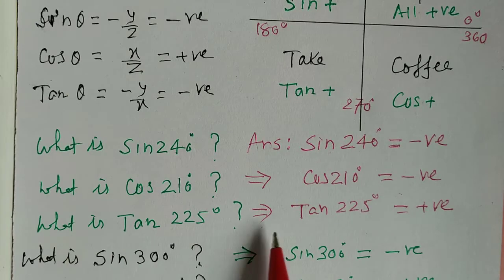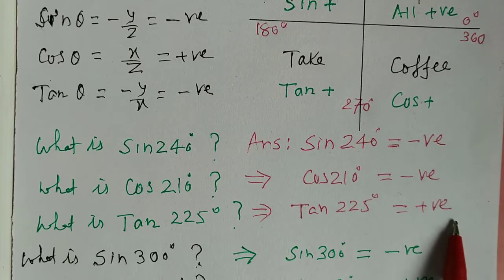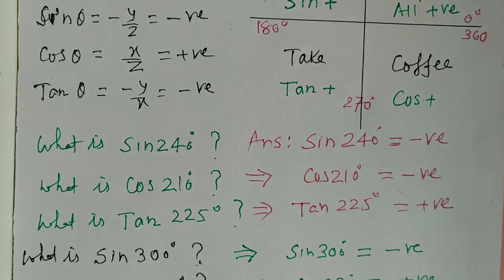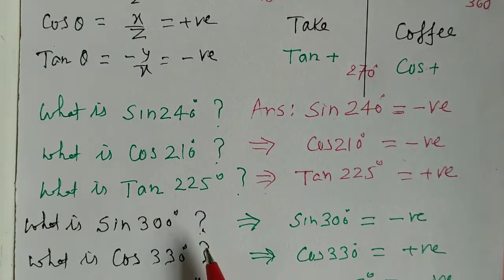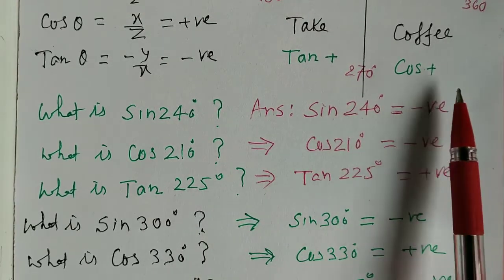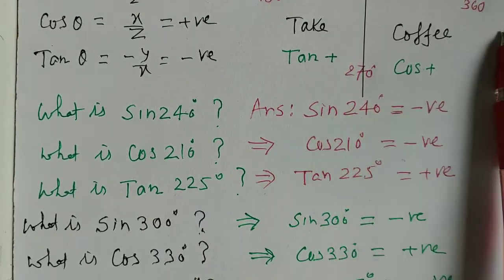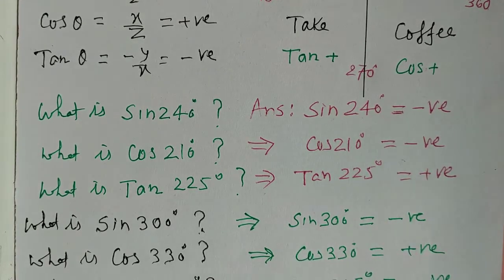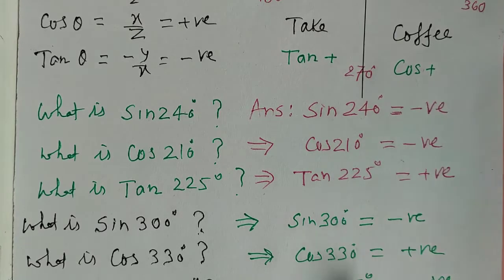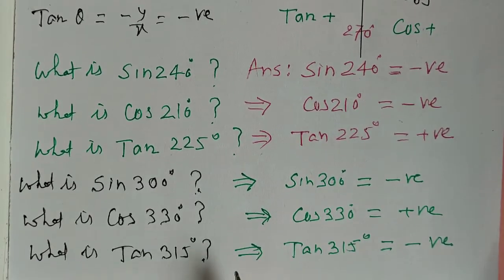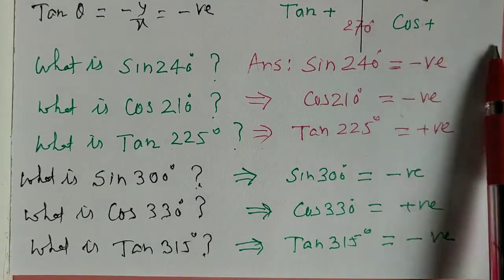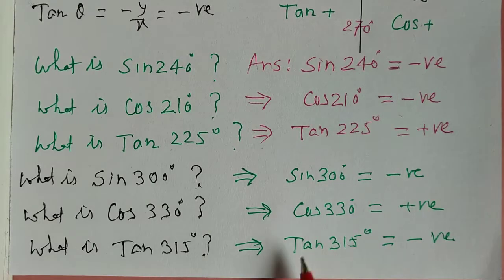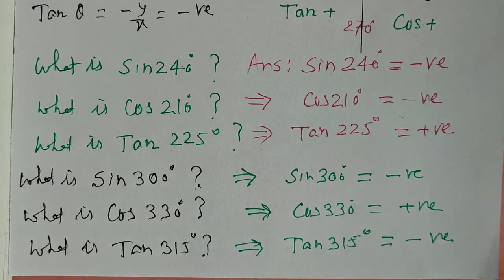Only tan is positive in this, Take positive. So tan 225 will be positive. What will be the value? Wait for this. Now what is sine 300? Sine 300 is in this quadrant, 270 to 360, where only cos is positive. So sine 300 is negative. Cos 330 in this quadrant, cos is positive, and tan 315 in this quadrant, only cos is positive, so tan 315 is negative.